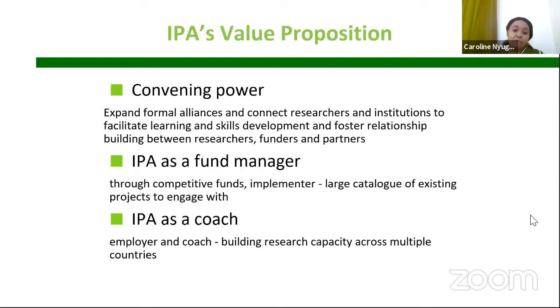Some of the funds we have are in human trafficking, as well as peace and recovery. So then the third value proposition is IPA as a coach. IPA is obviously an employer, and we see ourselves as a coach of our own staff, and then our staff as a pool of future researchers.